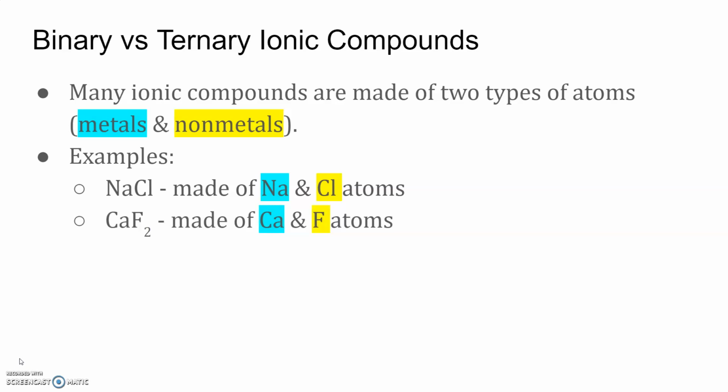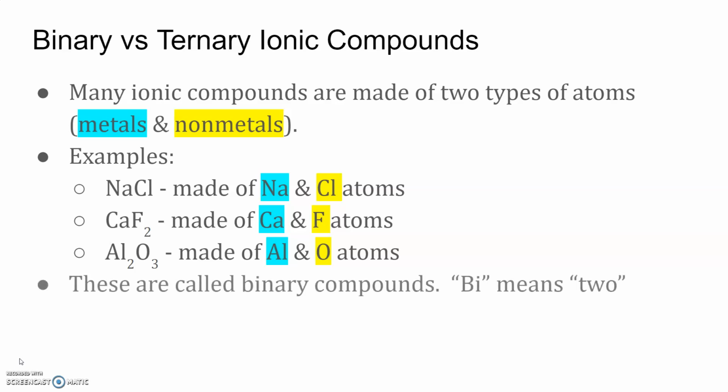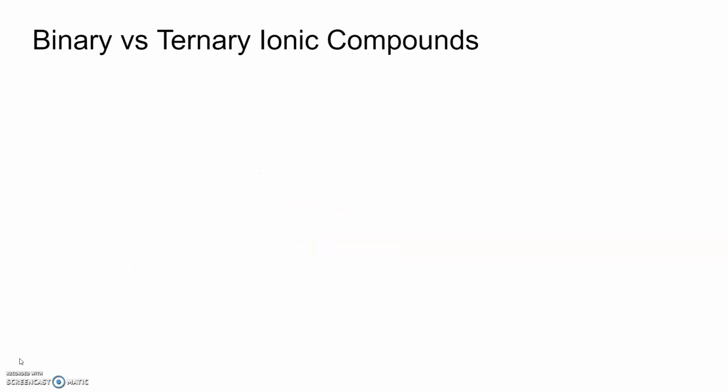Calcium fluoride is another example. Again, it's made up of one type of metal, calcium, and one type of nonmetal, fluorine. Aluminum oxide would be another example, again made up of one type of metal, aluminum, and one type of nonmetal, oxygen. Even though you may have more than one of those atoms, for example two aluminum in aluminum oxide, there's only one type of metal and only one type of nonmetal. These are called binary compounds, bi meaning two. You just have two types of atoms.